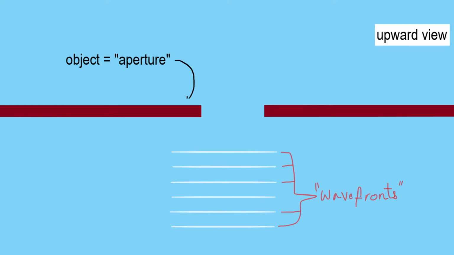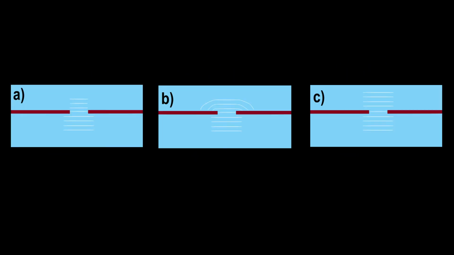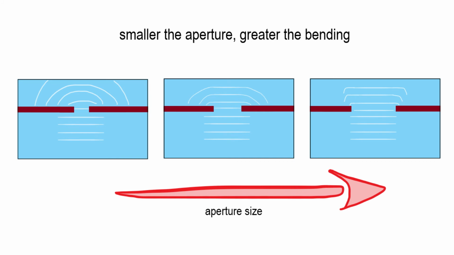This obstacle has a slit in it, called an aperture, through which the wave can move. How will the wave move? Good question. Will it be like this, or like this? The answer is B. The wave will bend as it passes through the slit, and the pronunciation of this bending will depend heavily on the size of the aperture.